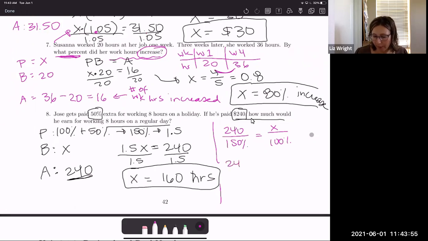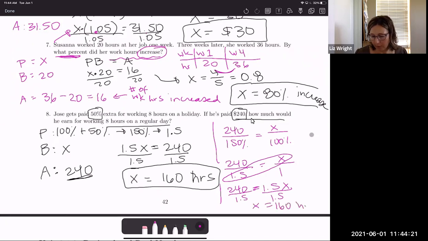So we'd have 240 divided by 1.5 and X equals 1. Then you cross multiply and you'd have 240 equals 1.5X, sorry, I forgot my X there. Now you divide both sides by 1.5 and you get the same thing: X equals 160 hours. That gives you yet another way to solve it based off what we've already done. So hopefully that helps you out for that one.